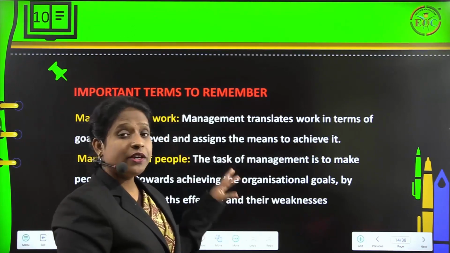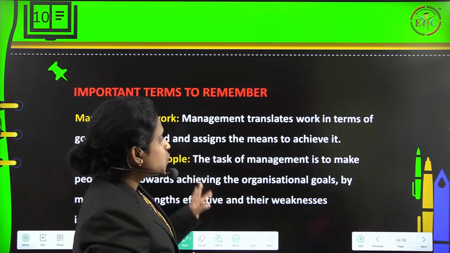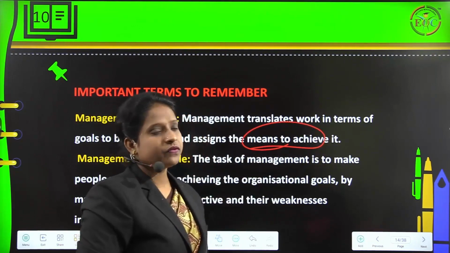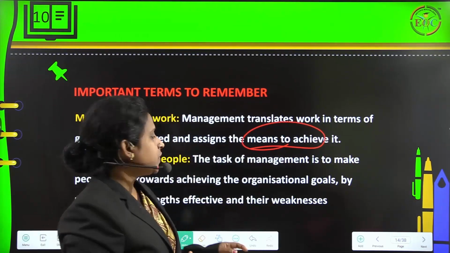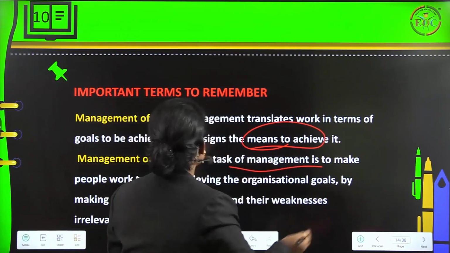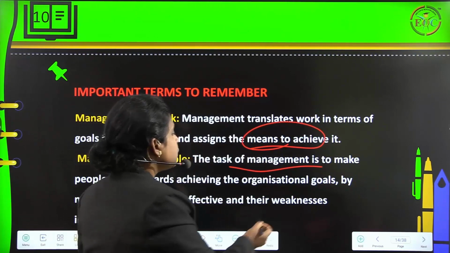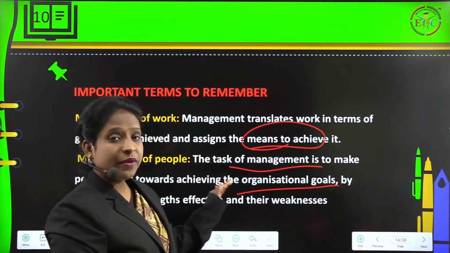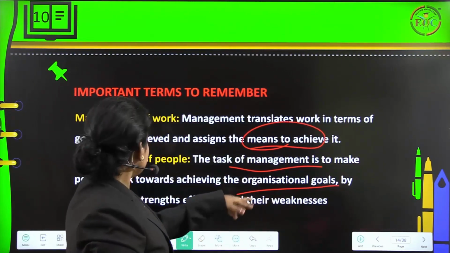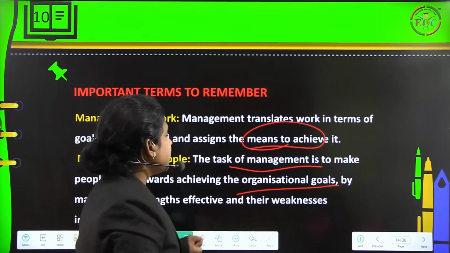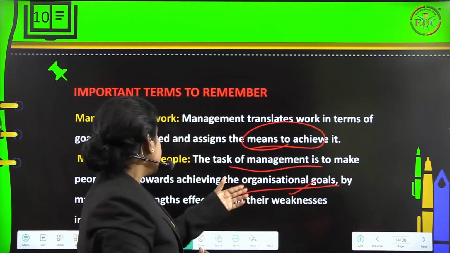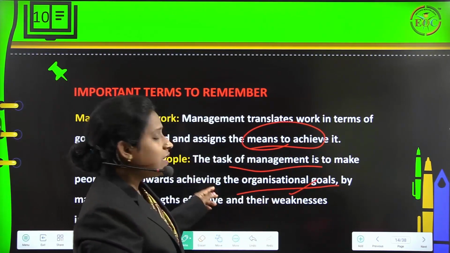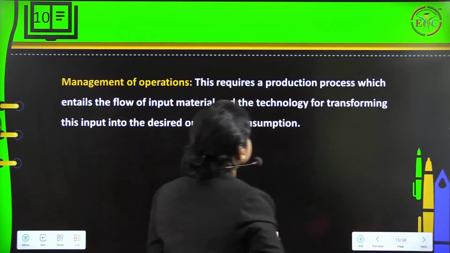The first term is management of work. So management translates work in terms of goals to be achieved and assigns the means to achieve it. Next is about management of people. So here you can understand the task of management is to make people work towards achieving the organizational goals. In what way? By making their strengths effective and their weaknesses irrelevant. That is how we have to make them strong.